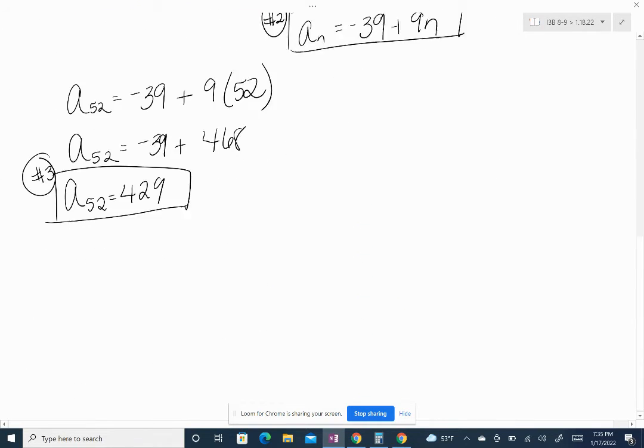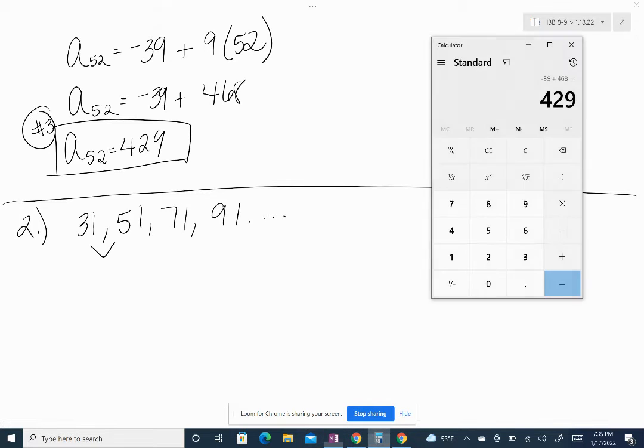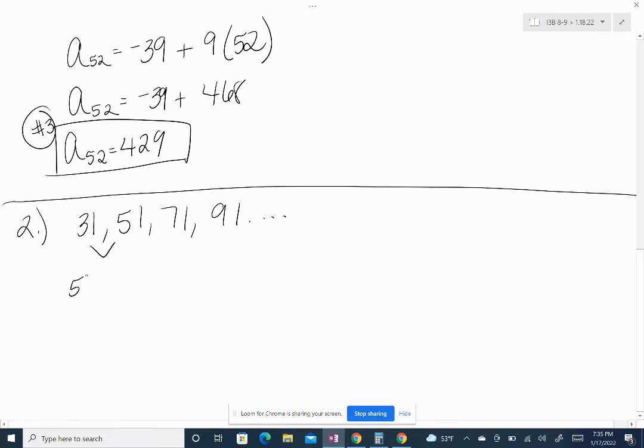Let's go ahead and go to number 2. So let's say we have these numbers. We have 31, 51, 71, 91. Ooh, I like those numbers. I like that pattern. Okay. So what I'm going to go ahead and do is take my calculator. We're going to take the number on the right, which is 51, and we're going to subtract from it the number on the left, which is 31.